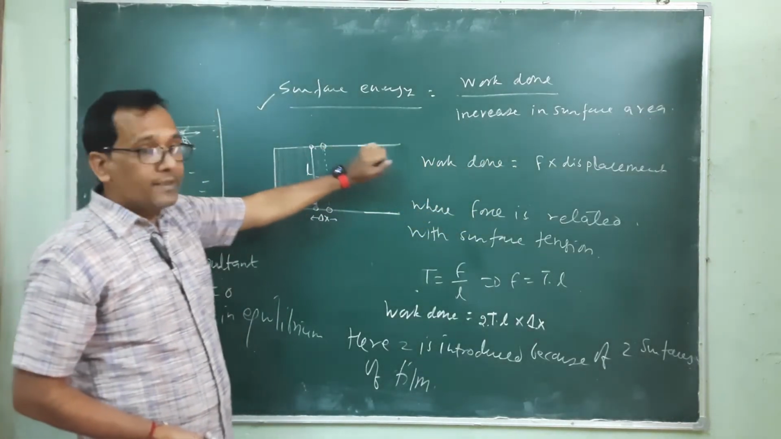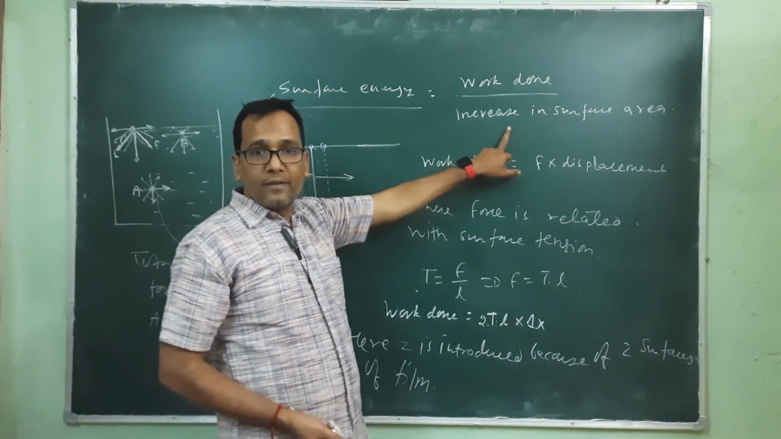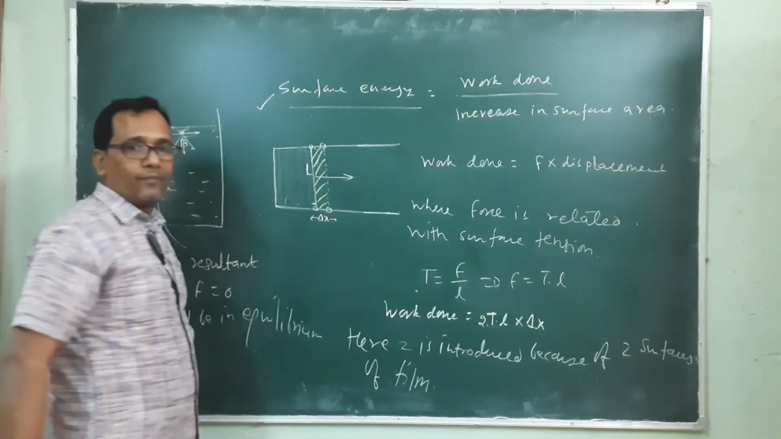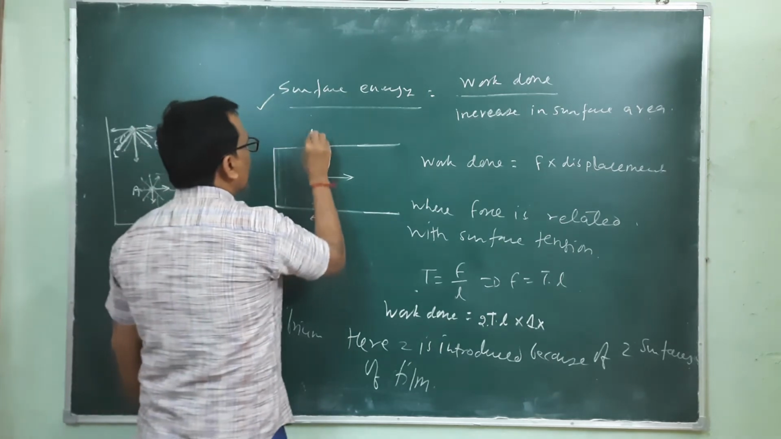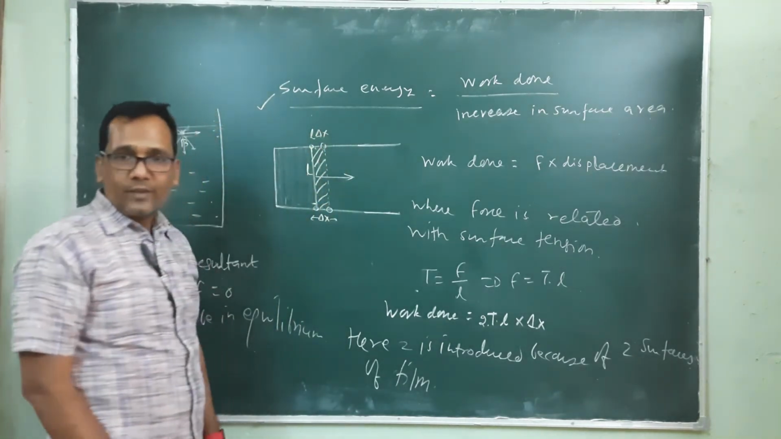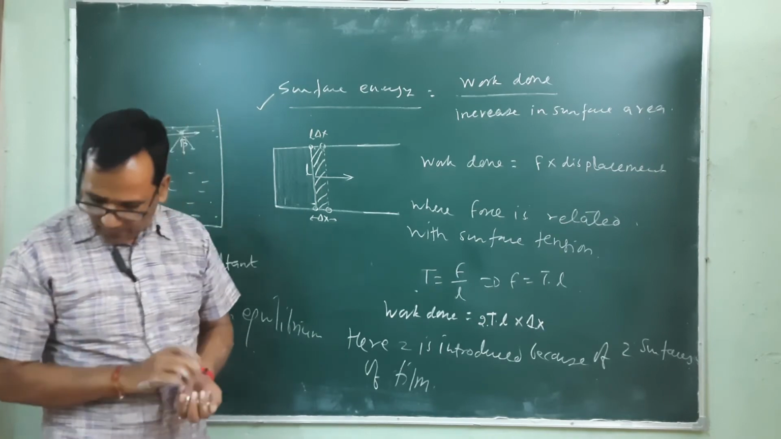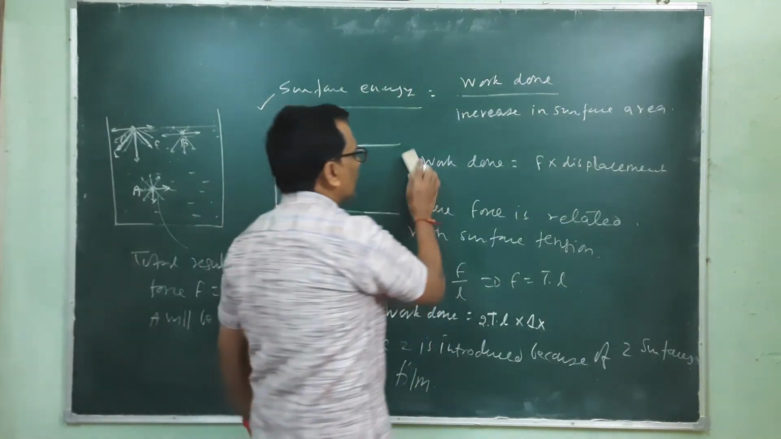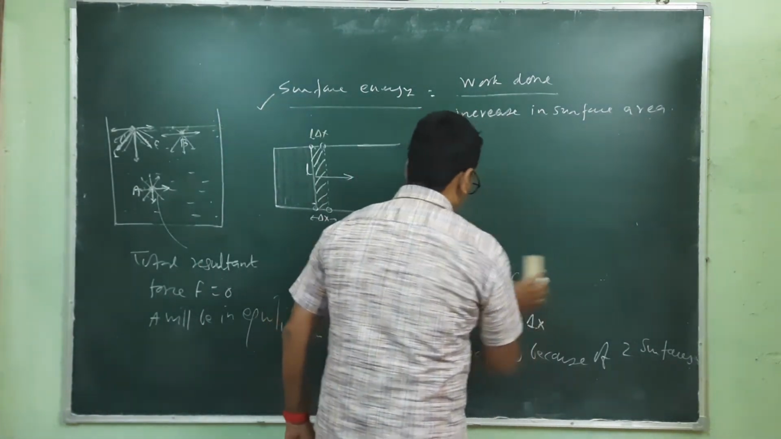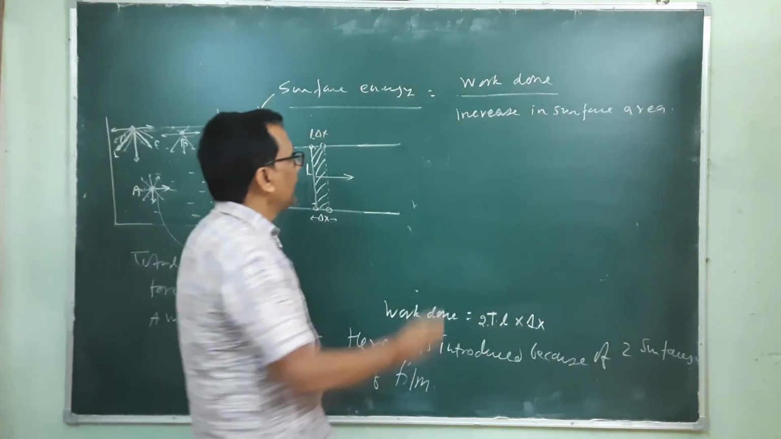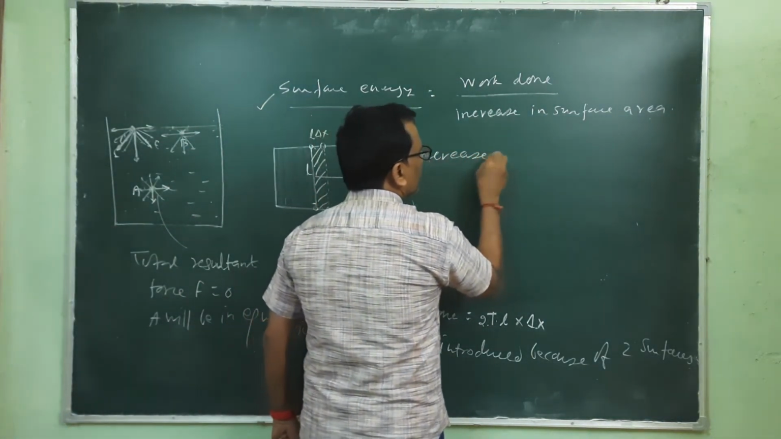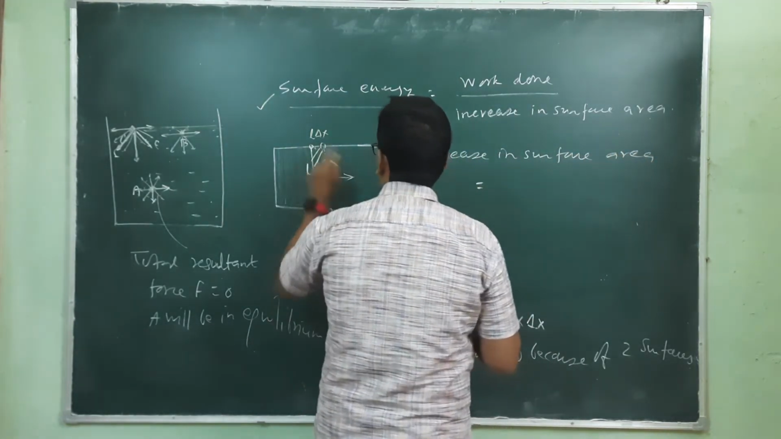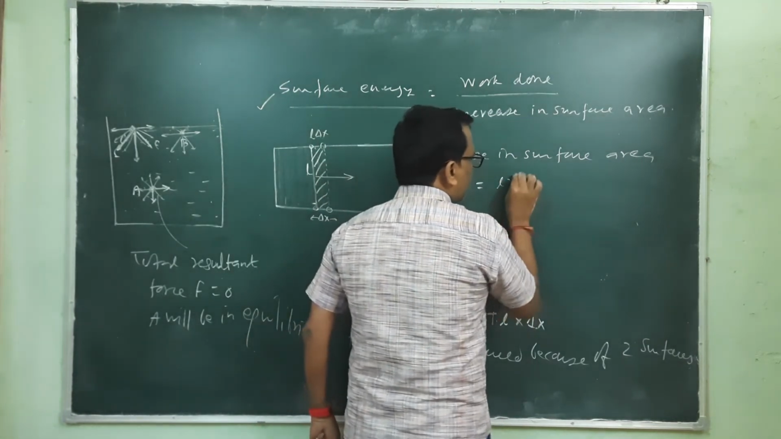Okay, so the surface energy is the work done per increase in surface area. So what is the increase in surface area? This is L multiplied by delta X. This is the increase in surface area, so we can calculate that surface energy. First we have to calculate the work done, and then the increase in surface area, which is equal to L multiplied by delta X.